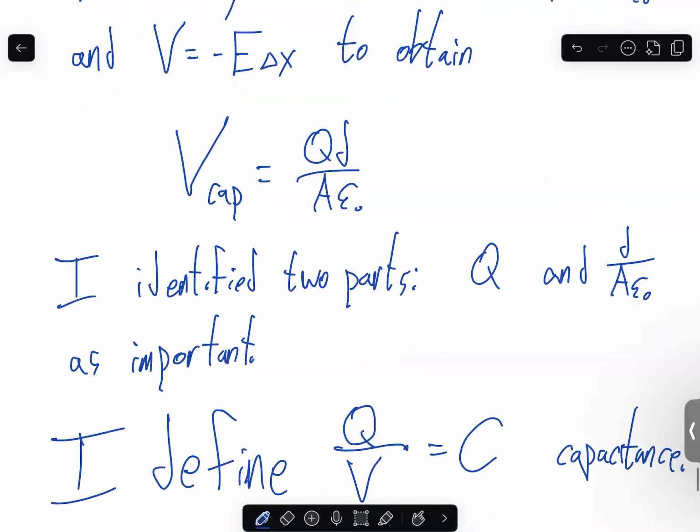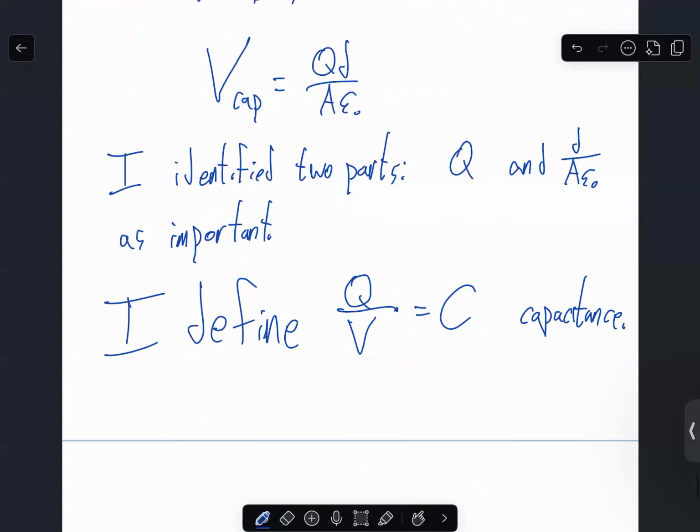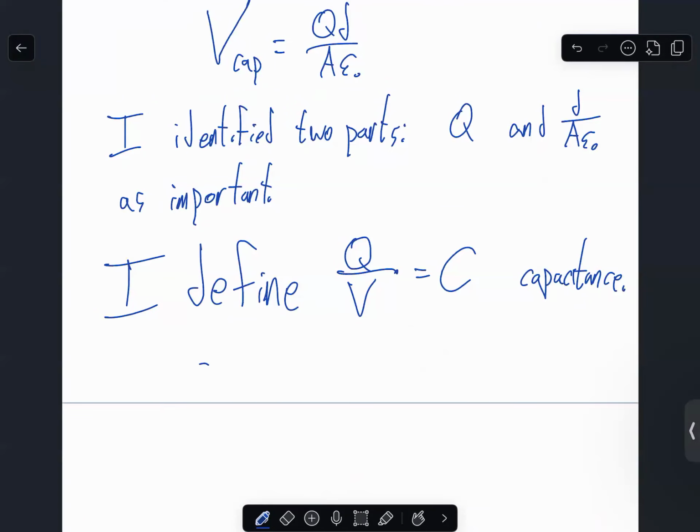Okay, so I am going to define the ratio of the electrical quantities, just like I once defined voltage divided by current. I define the ratio charge to voltage as the capacitance of the capacitor. Well, let's plug in this formula. If I've got V equals QD over A epsilon, what do I get? Capacitance in this example for the parallel plate capacitor is charge over QD over A epsilon. Oh God, a fraction. Simplify. Let me see if you can.